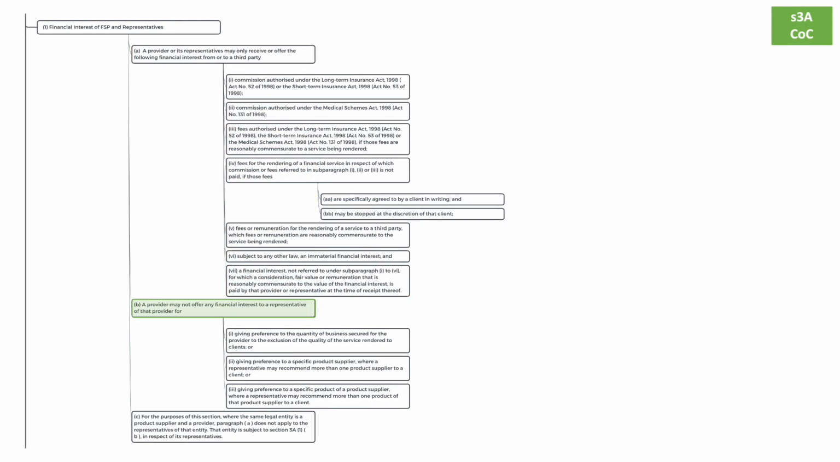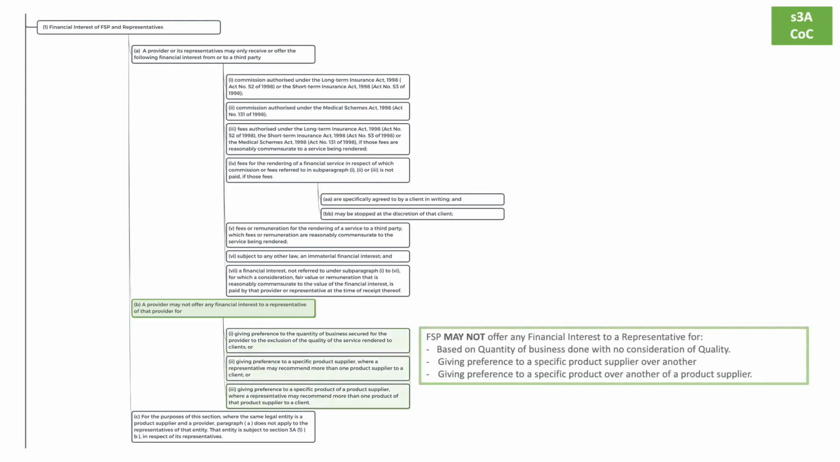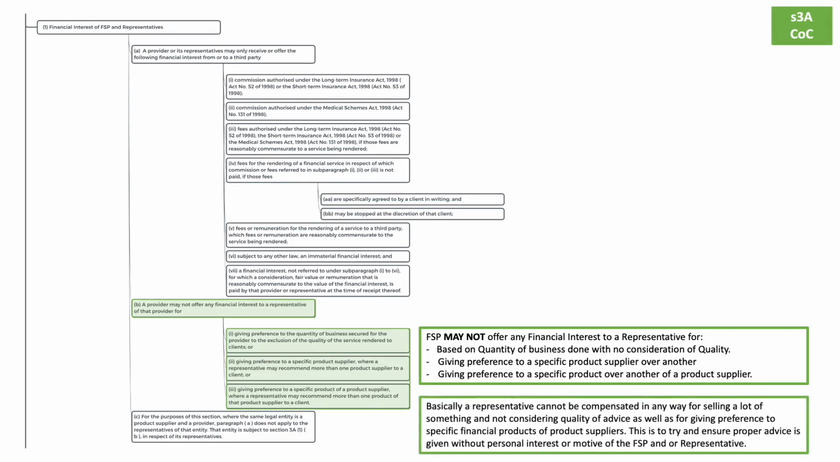An FSP may not offer any financial interest to its own representative for the following reasons. Based on quantity of business done with no consideration of quality. Giving preference to a specific product supplier or product providers over other product suppliers or product providers. Giving preference to a specific product over other products that do not address the need of a client.